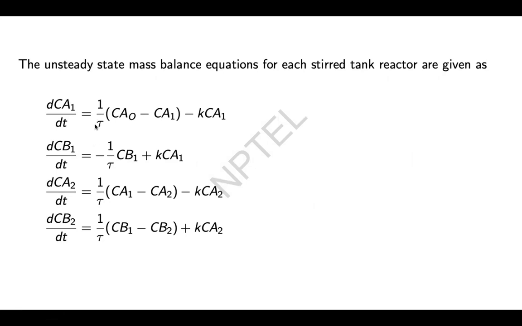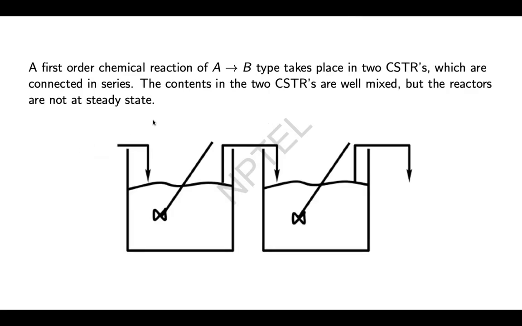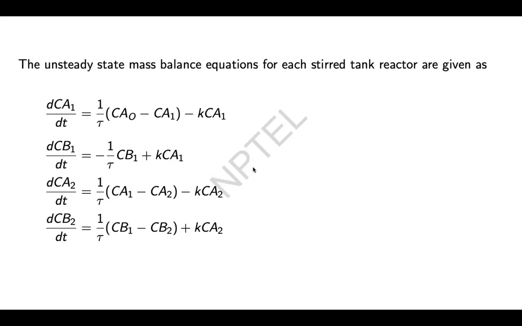This accounts for the flow rate, and then CA0 minus CA1. CA0 is what is coming inside, and what is going outside the reactor is CA1. So this refers to the flow of the reactor. And then, since there is a reaction happening in the system, you have A converting into B. That reaction is given as minus k CA1.